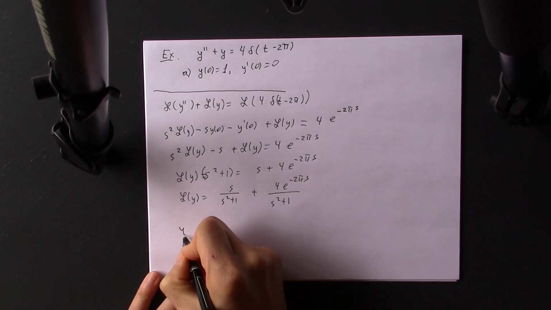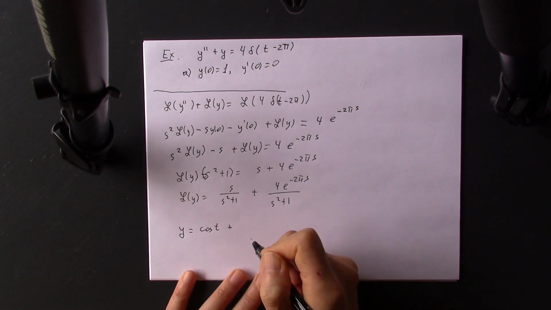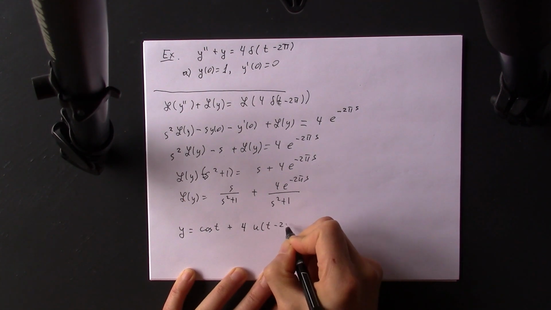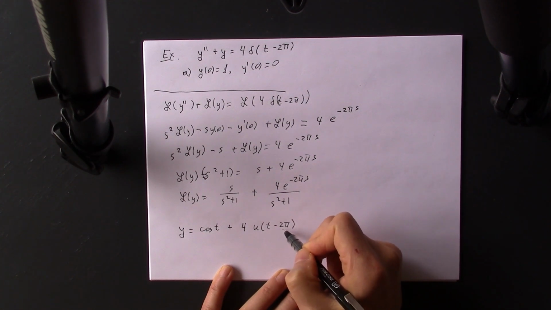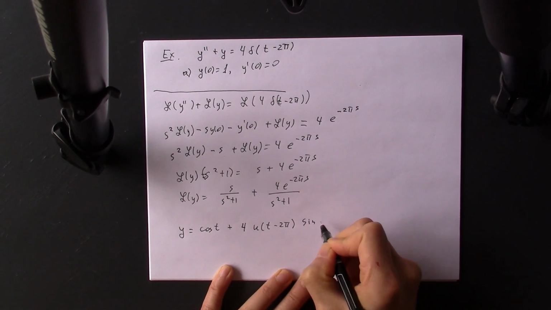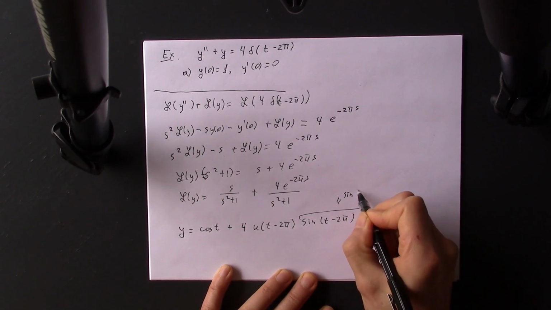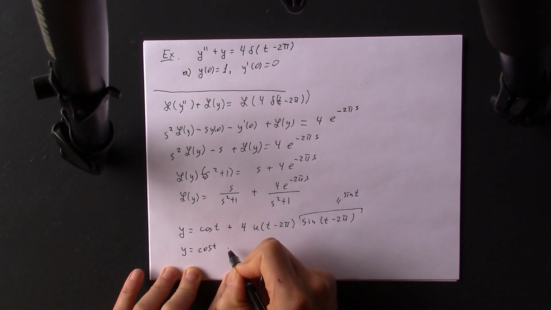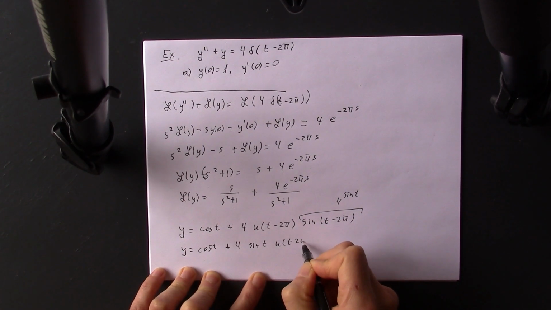y equals the Laplace inverse of this, which is cosine, plus 4. e to the negative 2 pi s means we need to put a step function. The Laplace inverse of 1 over s squared plus 1 is going to be sine, because we need to shift it to t minus 2 pi, so we're going to get sine of t minus 2 pi. Notice that this expression eventually is just sine of t. So finally we have our answer: y equals cosine of t plus 4 sine of t u of t minus 2 pi.